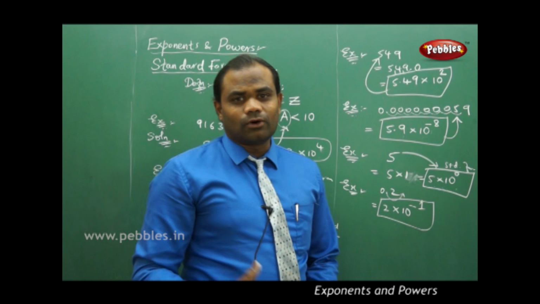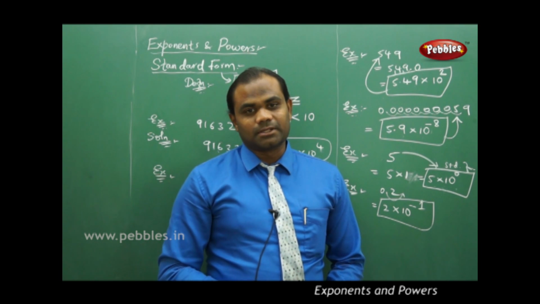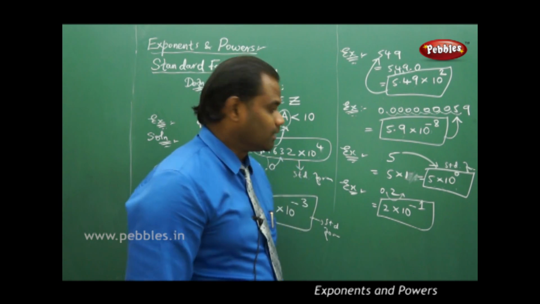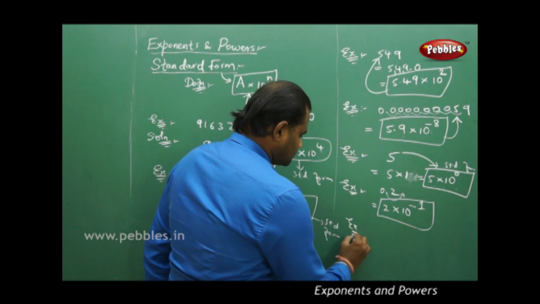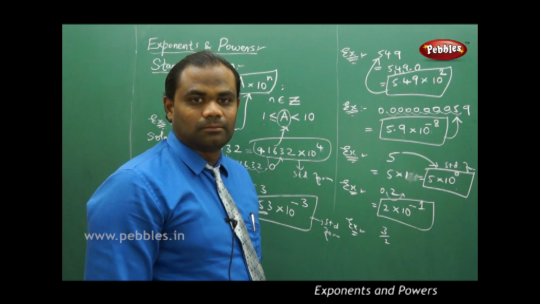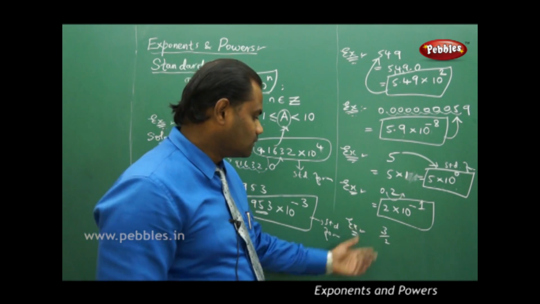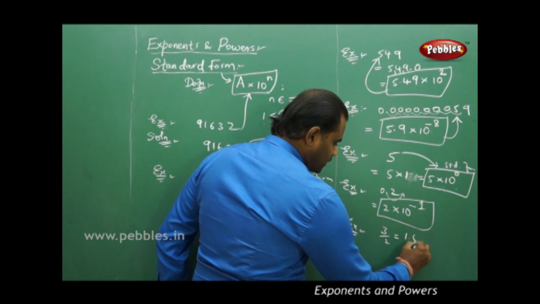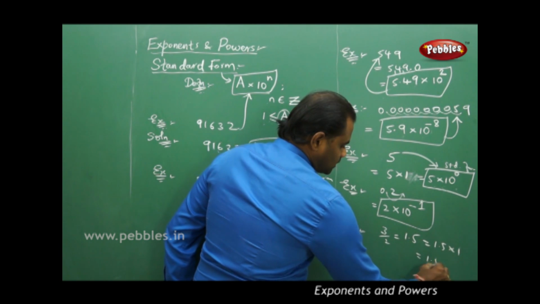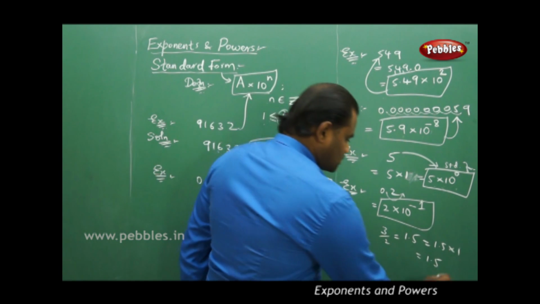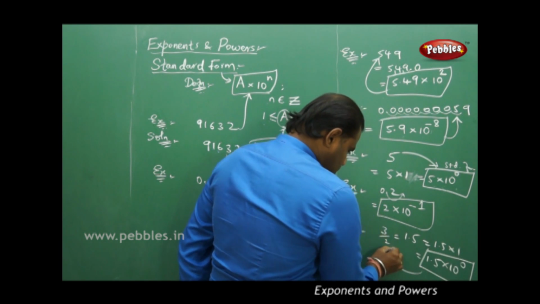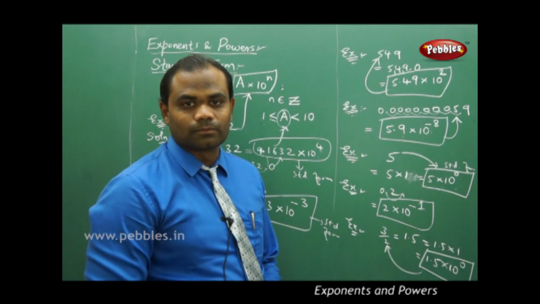So any number in mathematics can be expressed in its standard form. If a fractional number is given, say for example, I have 3 by 2 and I want to express this in standard form, I can do that by just converting. 3 by 2 is nothing but 1.5, and 1.5 is nothing but 1.5 into 1, which is nothing but 1.5 times 10 power 0. So 1.5 into 10 power 0 is called the standard form of 3 over 2.